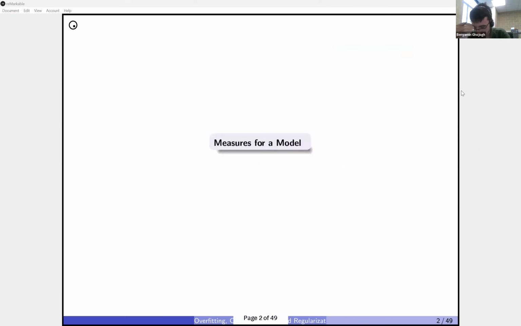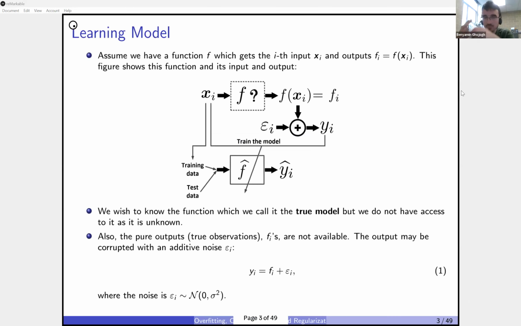So first off, some measures for a learning model. So we have a function f which gets the ith input xi and outputs fi equals f of xi. So we have some learning model, and this learning model gets some input data xi and outputs some observation or some output of f of xi. So f is a mapping from xi to f of xi. We also can denote f of xi by fi for short.